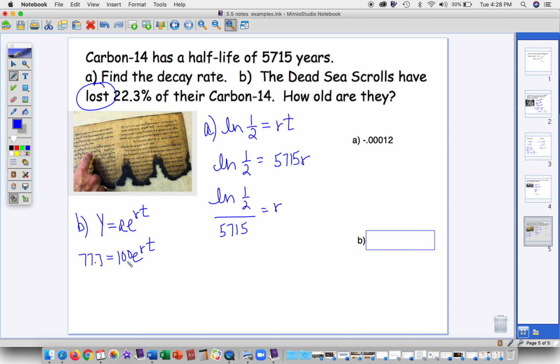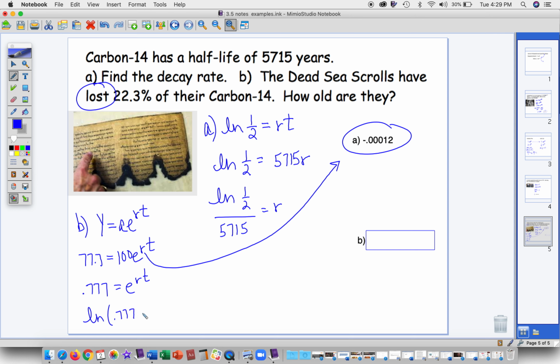Okay, so now let's see. We can also use our rate, okay, from part A. I didn't write that in here, but R is that decimal there. I'm going to divide out by the 100, so I have 0.777 is equal to e to the RT. I'm going to take the natural log of 0.777 and divide by our rate to get that time.